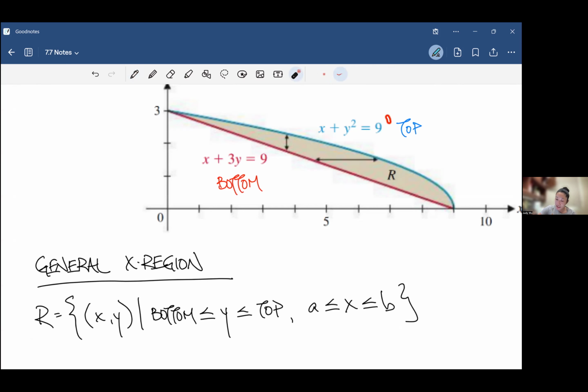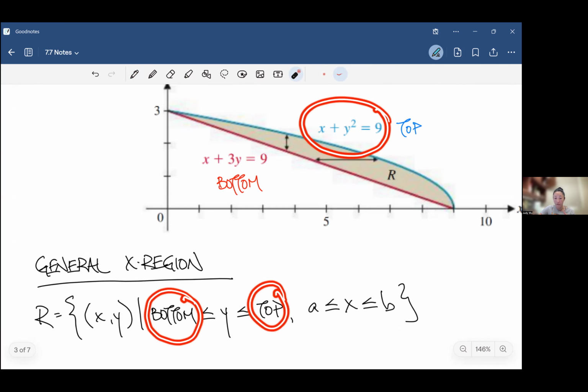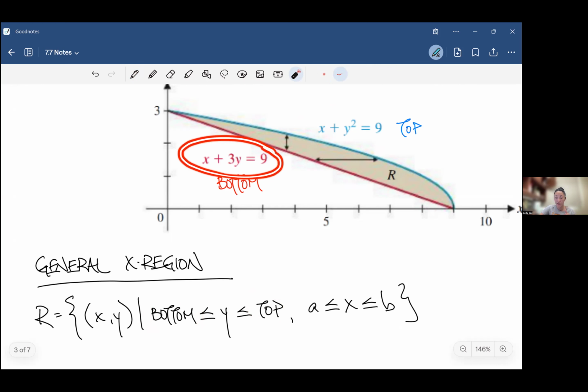Now, I can't just put x plus y squared equals 9 in for the top. And I can't just put x plus 3y equals 9 in for the bottom. I have to use some algebra to rearrange what I'm writing, okay? So you notice that there's a y in between here. This actually tells you what you need to do to your equations, okay? Since I have a y here, what that means is I want to take this equation and I want to get y all by itself.